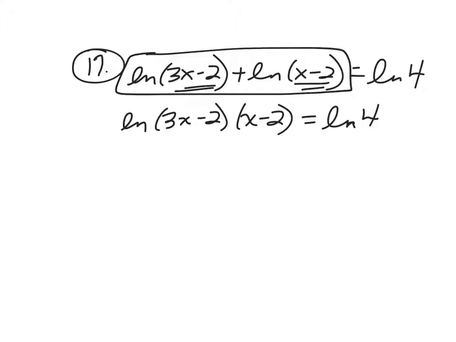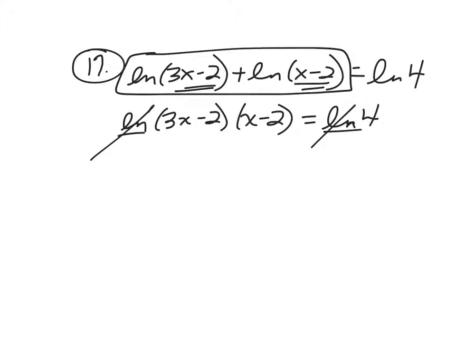And then if you look back in your notes, the next part says either cancel logs or rewrite with an exponent. Well, here we can cancel logs because I've got a log on both sides. Again, the thinking is if a natural log equals a natural log, the only way those two natural logs are going to be equal is if the two things that you're taking the natural log of are equal. So we can cancel those. And our problem becomes 3x minus 2 times x minus 2 equals 4.